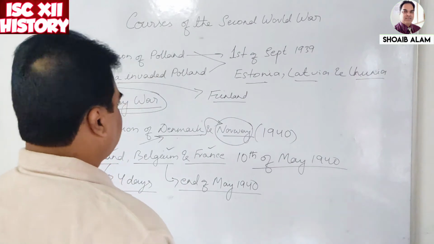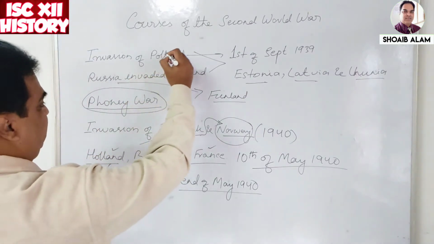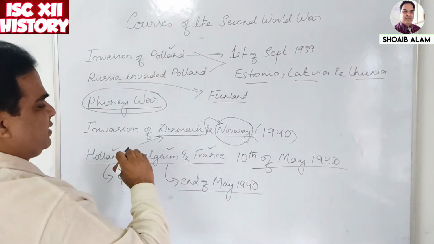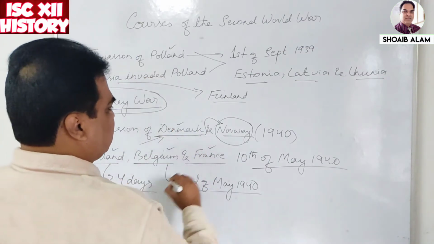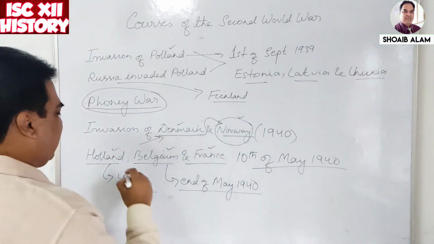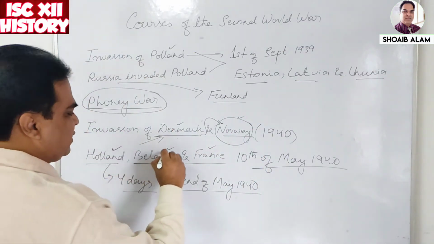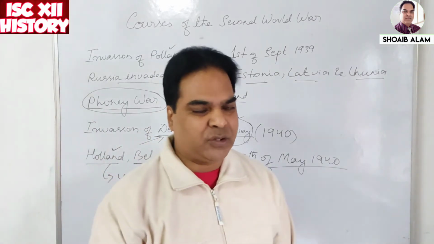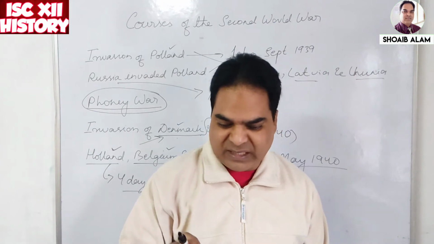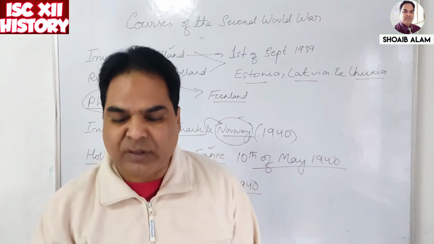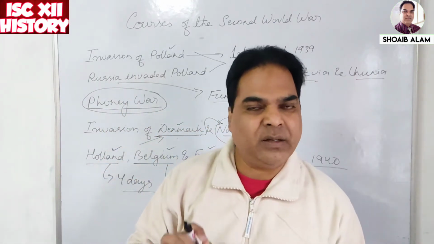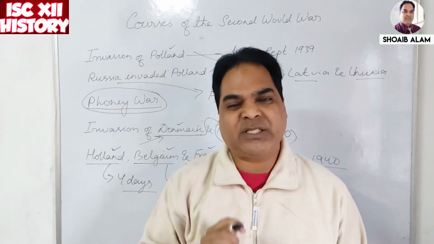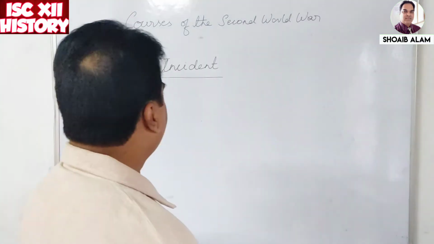So you can see here the success of Germany. Invasion of Poland, success. Okay, Denmark, success. Norway, success. And then Holland was captured, success. Belgium, then France. Okay, so this is all about the initial phase of the course of the Second World War. Now the next we'll discuss is the Dunkirk incident.